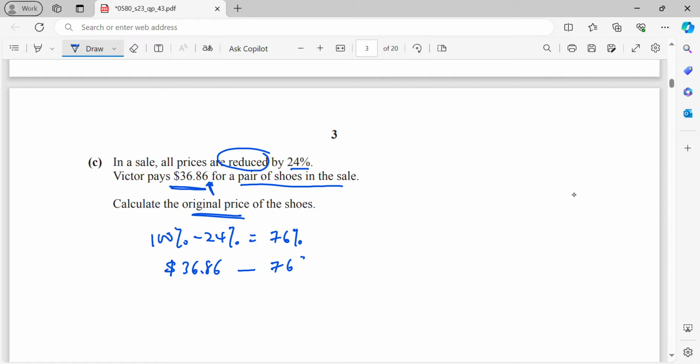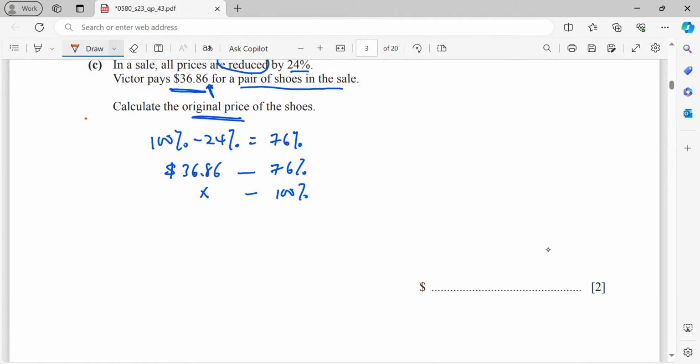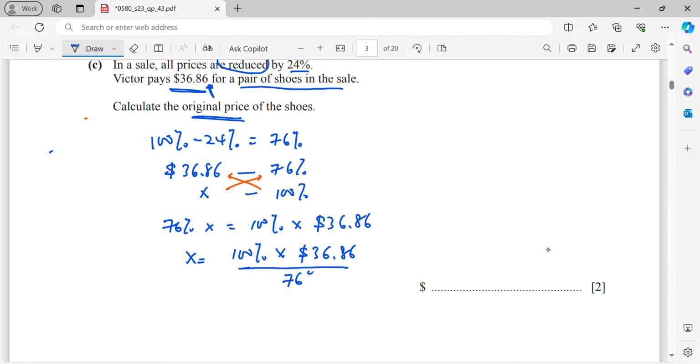Which means 36.86 is for 76%. Now if 100% is x, to get the x, we just use cross multiplication. So you cross multiply, then I will get 76% of x equals 100% times $36.86. Then to get x, because we need to find the original price, I just move the 76% to the other side. So it will be 100% times $36.86 over 76%. So from here, you will be getting 48.5. So that is the original price of the shoes.